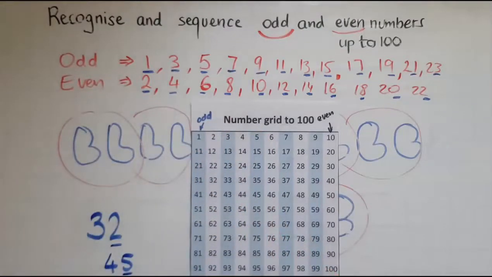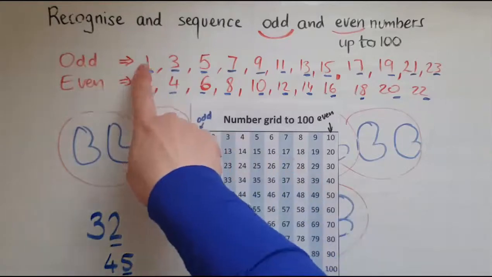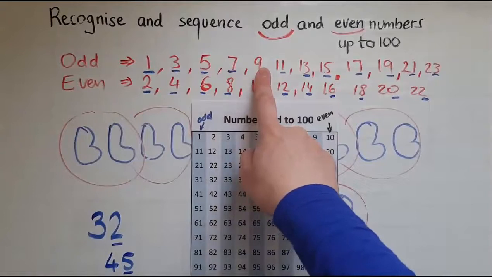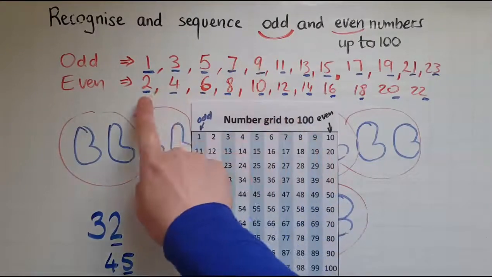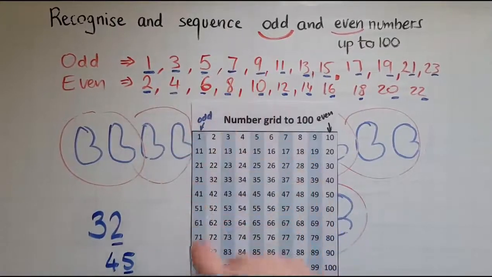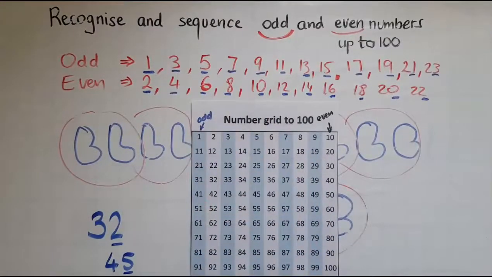So all that you have to do is really look at the last digit, look at the unit. If the unit is 1, 3, 5, 7, 9, then the number is odd. If the unit is 2, 4, 6, 8 or 0, then the number is even.